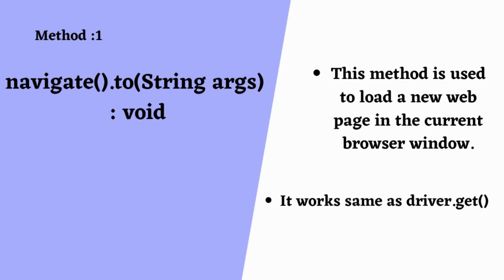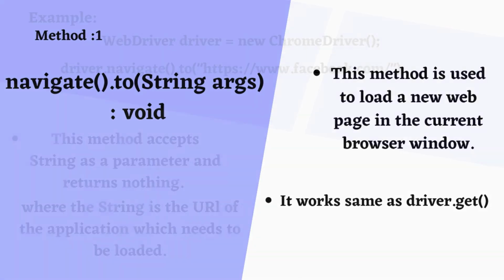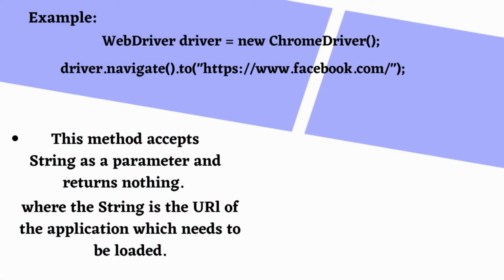This method is used to load a new web page in the current web browser window. It works the same as the driver.get method, where we pass a string. Here, the reference variable of WebDriver is used along with the to method, and we have passed the URL of the application to be loaded as a string parameter.